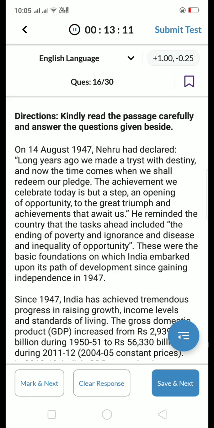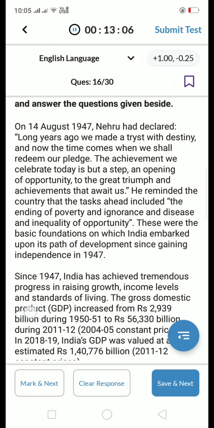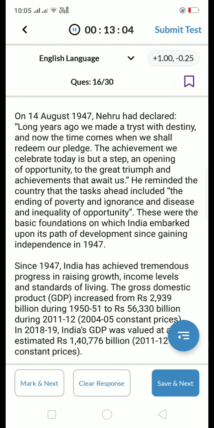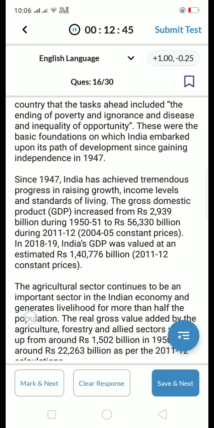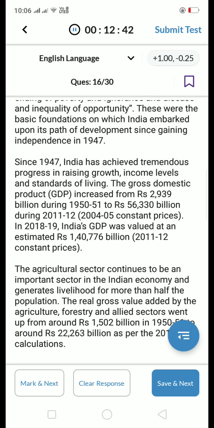On 14th August, Nehru had declared long years ago, we made a tryst with destiny, and now the time comes when we shall redeem our pledge. The achievement we celebrate today is but a step, an opening of opportunity to the great triumphs and achievements that await us. He reminded the country that the task ahead included the ending of poverty and ignorance and disease and inequality of opportunity. These were the basic foundations on which India embarked upon its path of development since gaining independence in 1947. Since 1947, India has achieved tremendous progress in raising gross income levels and standards of living.